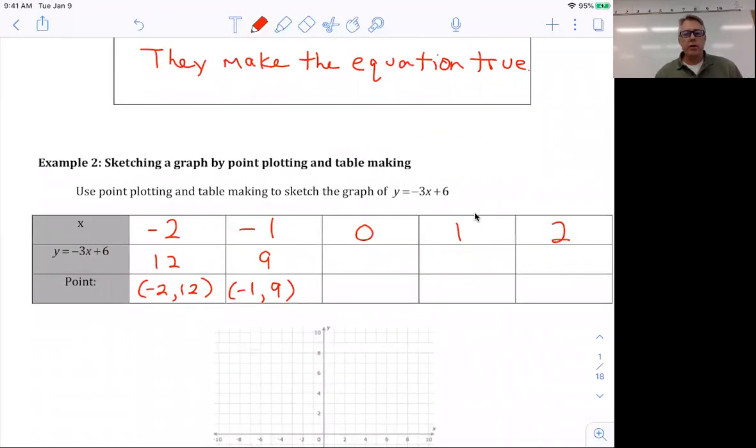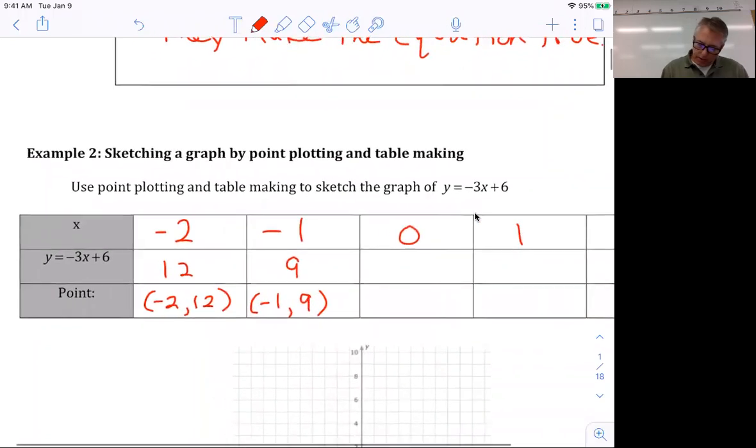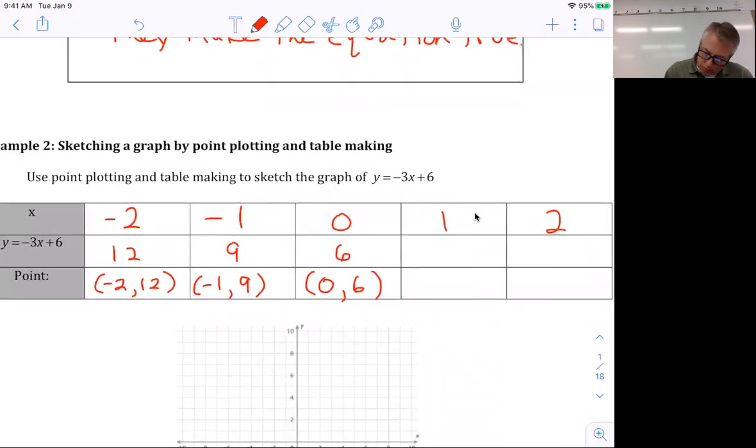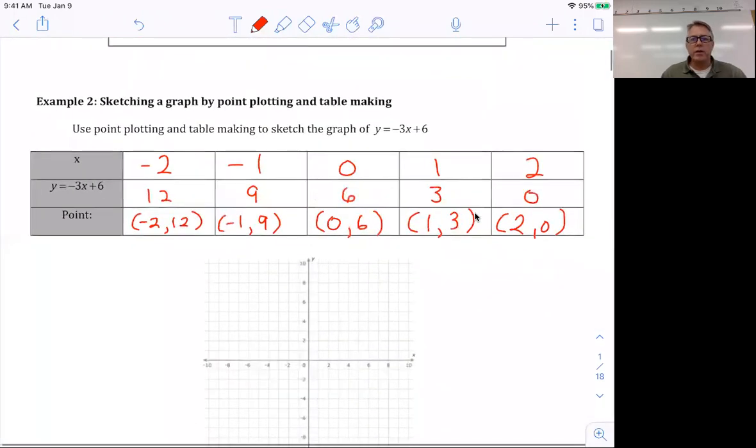I'm just plugging in the values for x to get a value for y, and those are going to make coordinates. If you put 0 into the equation, you get an output of 6. If you put 1 into the equation, -3 times 1 is -3, plus 6 is 3, we get an output of 3. Plug 2 into the equation, we get an output of 0. And so now we have a pretty good set of data that we could plot on the graph below.